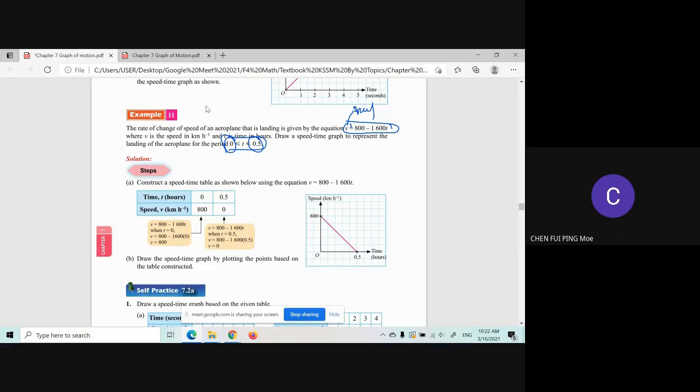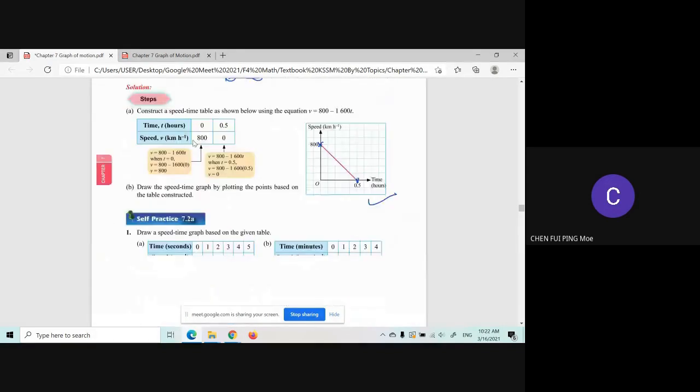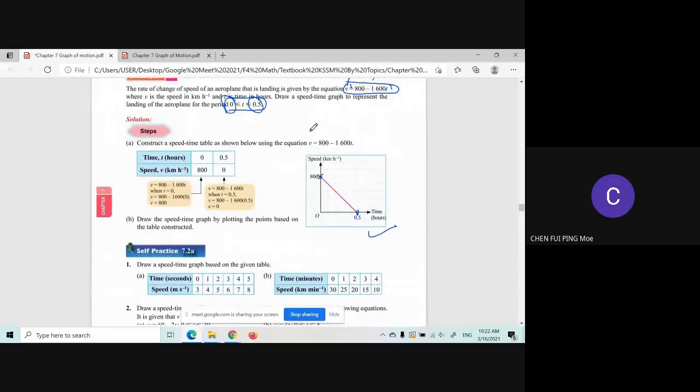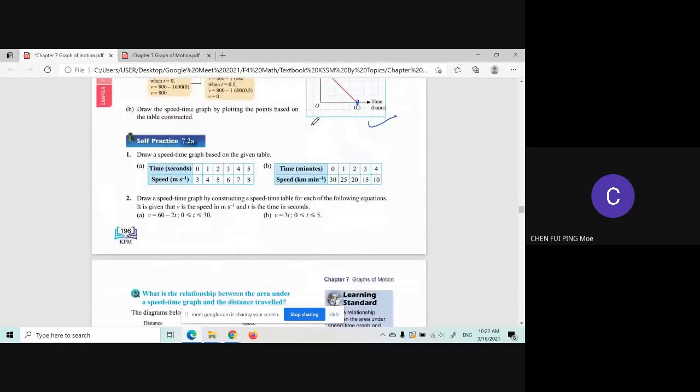Substitute the value when t equals 0, substitute like this, then you get 800 here. And then substitute when t equals 0.5, and you get 0 here. So you can plot the graph: at t equals 0, speed 800, and then t equals 0.5, speed 0. Connect. So you get this graph. Can you understand how to get the graph? I think this one is still quite easy, right? Because it's the same as the distance time graph.